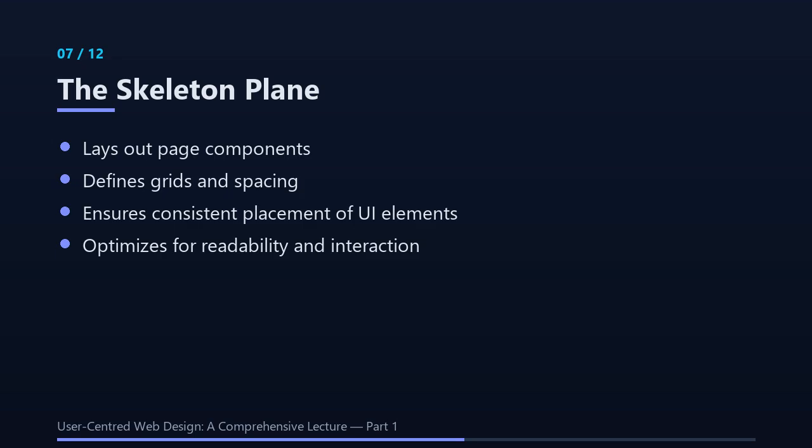By adhering to a well-defined grid, the site achieves visual harmony, making it easier for users to scan and locate information. Consistent placement of interactive elements, such as placing the primary call-to-action button in the same spot across pages, reduces the learning curve and speeds up task completion. The skeleton also considers responsive behavior, ensuring that the layout adapts gracefully to different screen sizes.